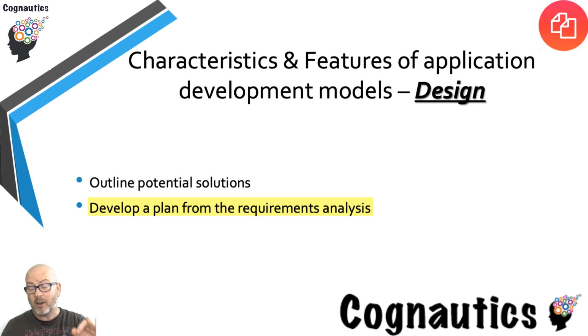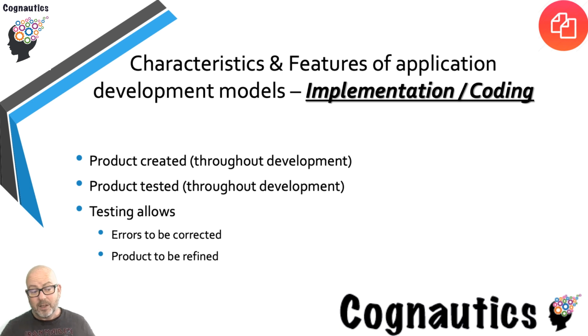So this is the design part where you're actually going to come up with your plan. You've done the research, now you're coming up with the plan. The next part is making the plan happen, and this is the implementation or the coding part. Implementation means putting a plan into action, and the coding would be paying someone to code the app.